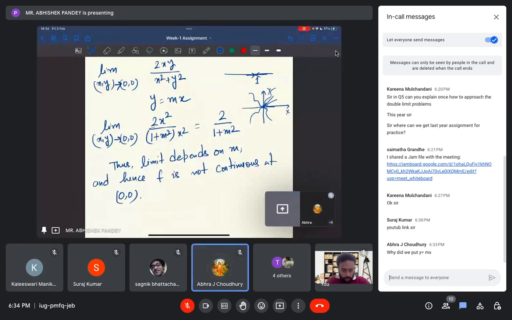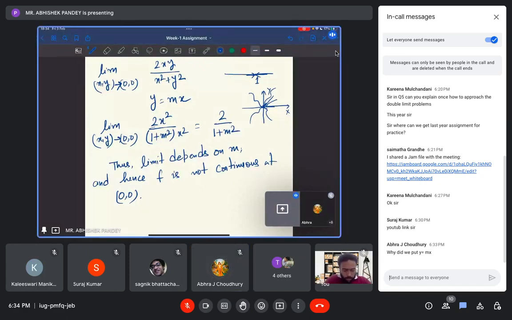Yes, sir. Because if we choose y equals x, this limit will be 2 by 2, which is 1. If you take m equals 2, the limit will be different. So it is not continuous, since it depends upon the path. That should not be the case with a continuous function. Whatever path you take, you should get the same limit for the continuous one.